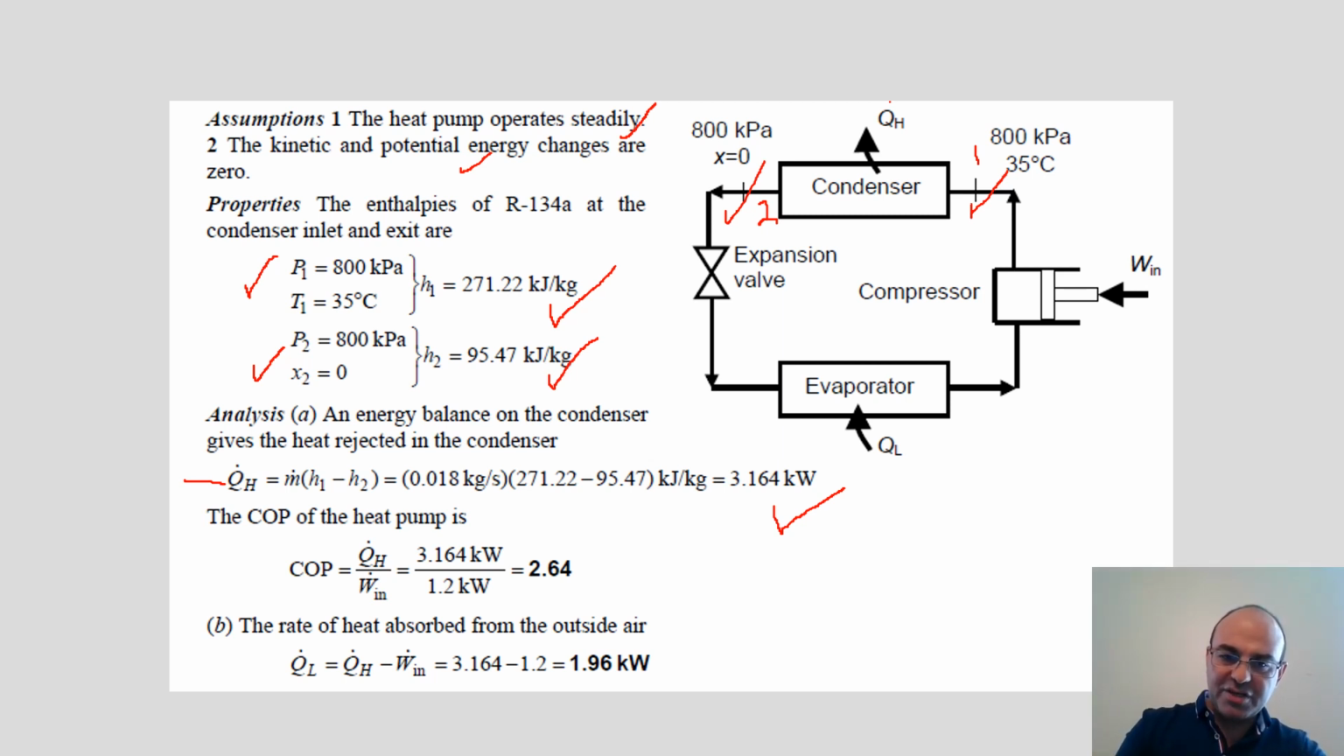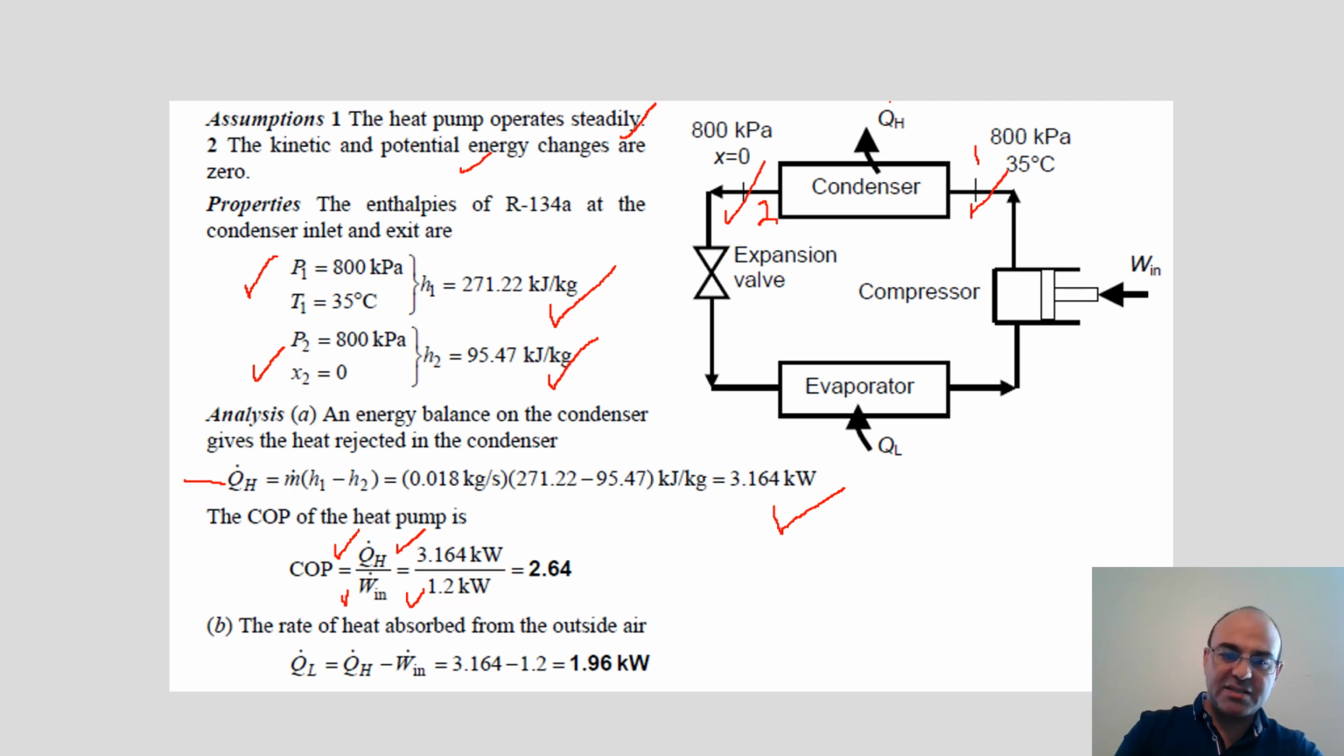One part of the question asks to find COP. So COP for a heat pump is Q dot H divided by W dot in. We just found Q dot H, and W dot in is the compressor work. So the COP of the heat pump is 2.64.